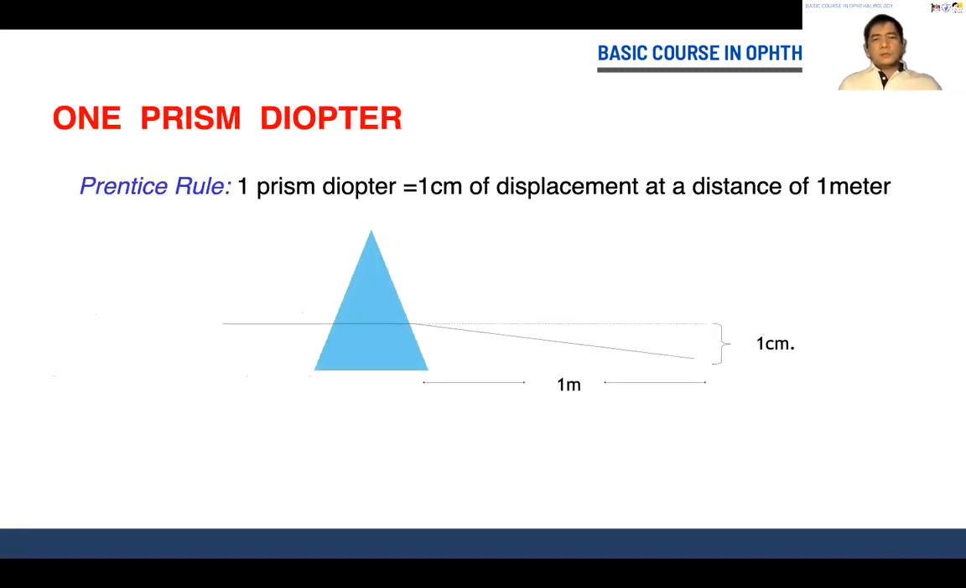So in Prentice's rule, it says that for every one prism diopter, there is a 1 centimeter displacement at a distance of 1 meter. So if your object is located 1 meter away, for every prism diopter, there is a 1 centimeter displacement.